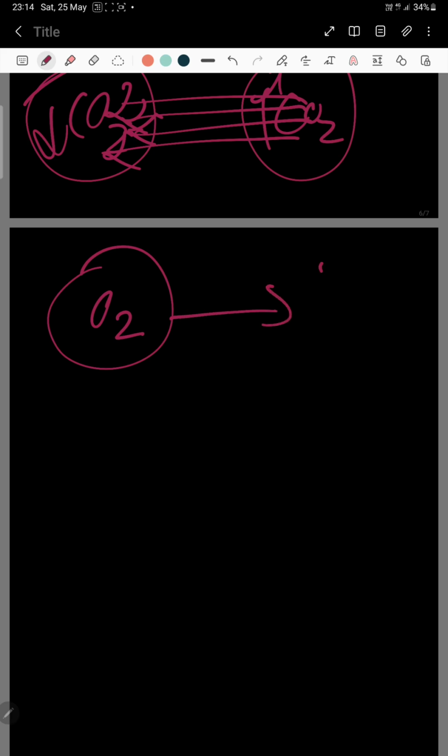Similarly, in the cell we have mitochondria that produce energy and are responsible for respiration. So it will obviously need oxygen. So then we have an oxygen gradient from outside to inside.